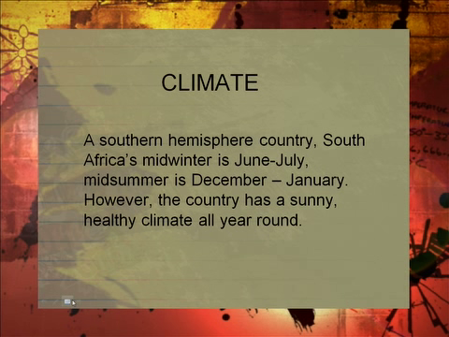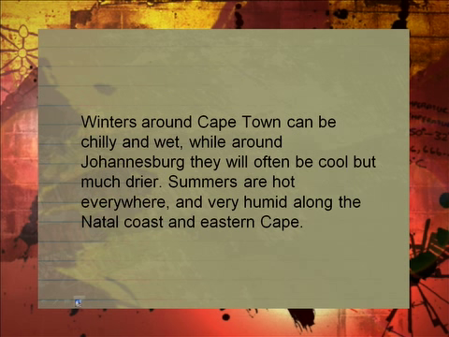A southern hemisphere country, South Africa's midwinter is June to July. Midsummer is December to January. However, the country has a sunny, healthy climate all year round. Winters around Cape Town can be chilly and wet, while around Johannesburg they will often be cool but much drier. Summers are hot everywhere and very humid along the Natal coast and Eastern Cape.